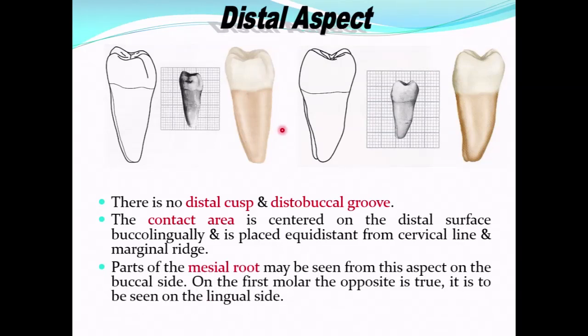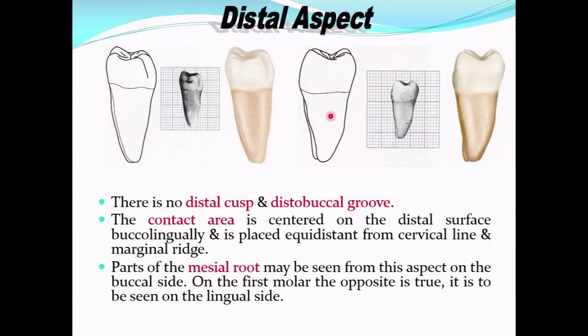Part of the mesial root may be seen. Look, this is the distal root. This is the mesial root. Part of the mesial root will be seen on the buccal side. Remember the first molar? The opposite is true. Part of the mesial root could be seen, but where? Lingual. So, this is the distal aspect.